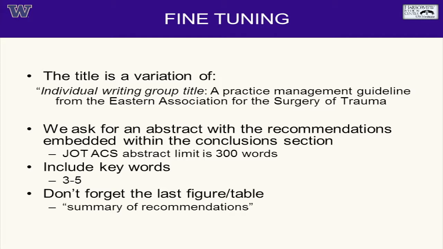We do provide abstracts. These are optional for PMGs, but we feel like it helps the reader to really quickly assess whether this is important for their practice or not. The Journal of Trauma restricts that limit to 300 words, and we follow that. We provide 3 to 5 keywords, and then, like I said, one of the things we really want our writers to perform is a very final figure or table summarizing all the recommendations. This is exceptionally helpful if you're looking at our PMG on a mobile device. You can get right to the very end and say, okay, what are the meat and potatoes of this PMG? How is it going to change my practice?